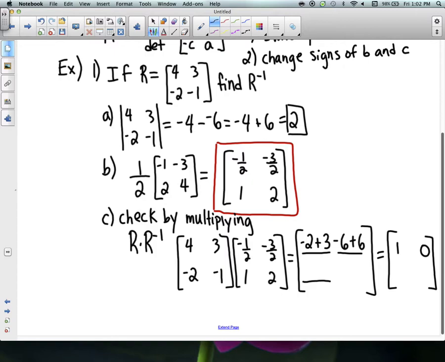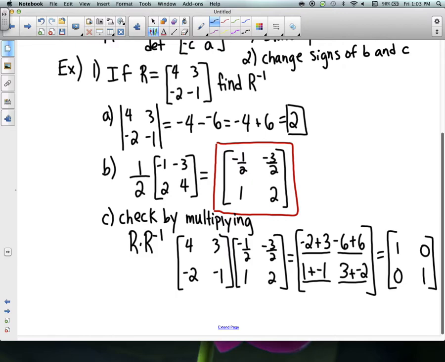Negative 2 times negative 1/2, positive 1. Negative 1 times 1, negative 1. Also 0. And then finally, our last part, we're going to get positive 3 minus 2. Also 1. So it's a good way to check it. You don't have to do this unless you're given two matrices and you have to decide if they are inverses.